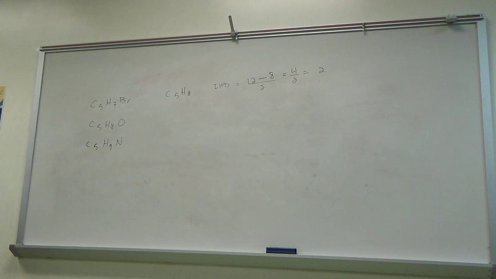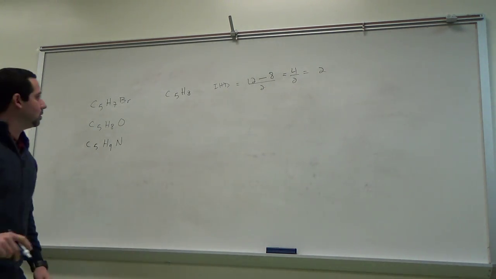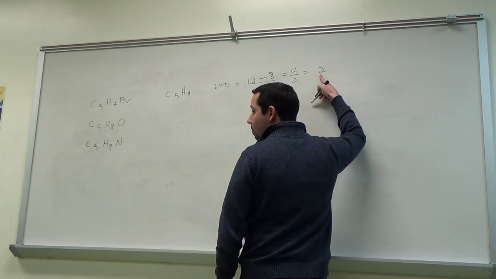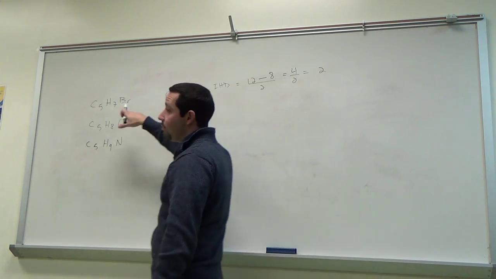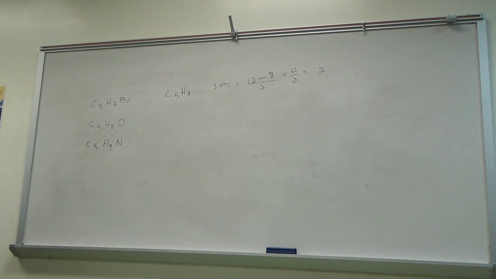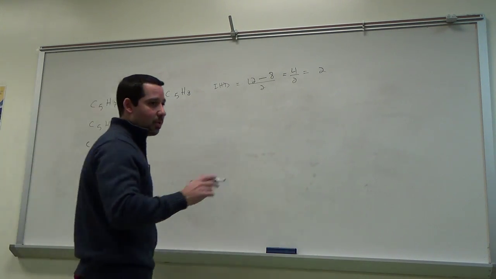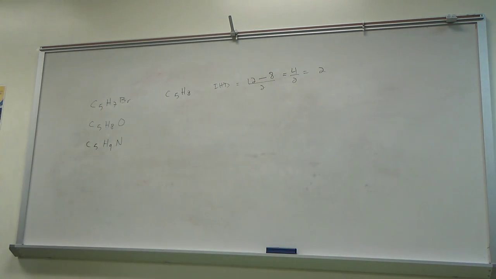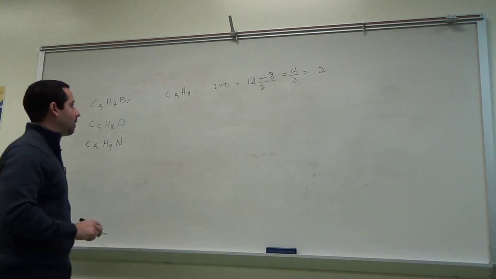Possible structures for this are? Two double bonds, yes. Two rings. Having two rings with five carbons is a problem, yes? No, having five rings with five carbons is a problem. You can have one ring and one double bond. And you can have a triple bond. We're not going to try to do those, okay? That is for little babies. You're going to do that in your house. When you have a problem, you come see me.